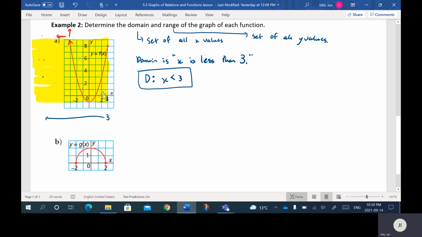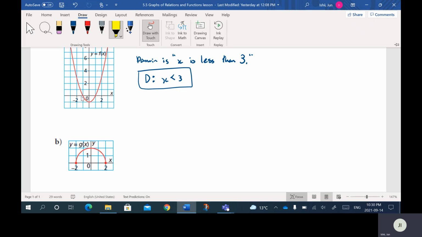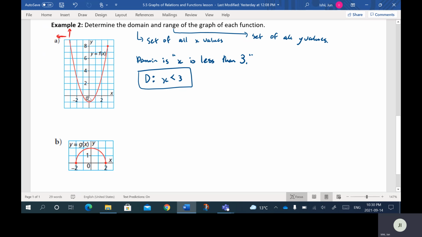If domain is left to right, the range is up and down. I'm just going to take a second to erase this highlighted part. That's not going to help us when we're trying to find the range. That's part 2. Now, imagine going as a scanner up and down. This arrow means that there's a function up here. As well, there's a function all the way down to -1. There's no function below here. If I ran a scanner up and down, in yellow I'm going to shade this part in.